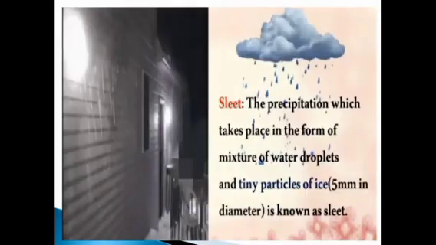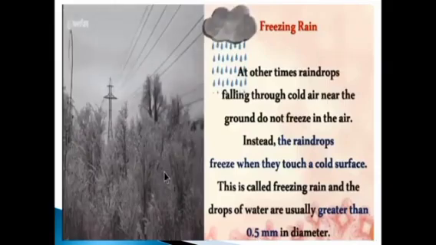The precipitation which takes place in the form of a mixture of water droplets and tiny particles of ice 5 millimeter in diameter is known as sleet. So, sleet means water droplets mixed with ice particles. Next, let's see about freezing rain.